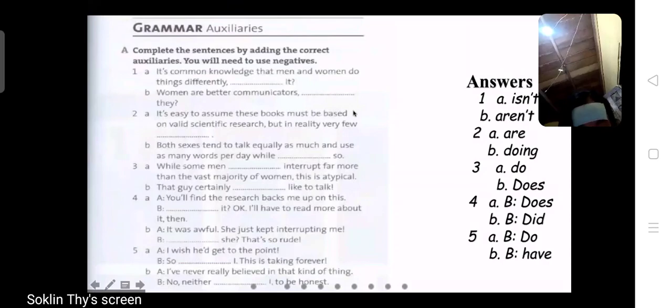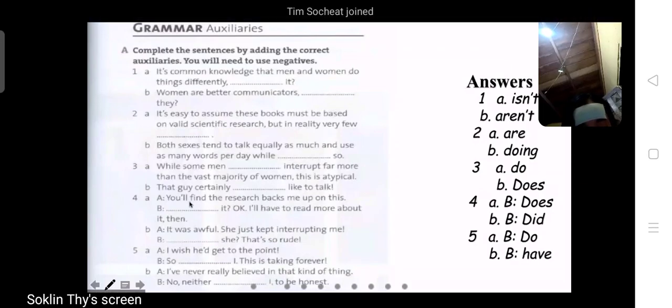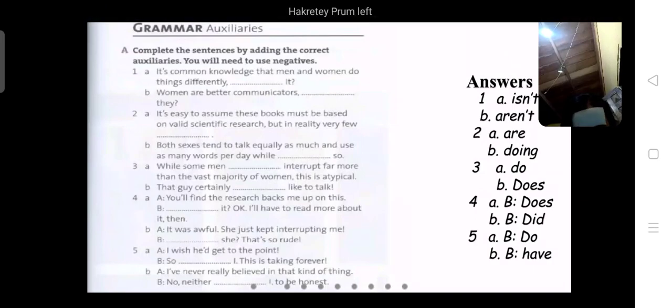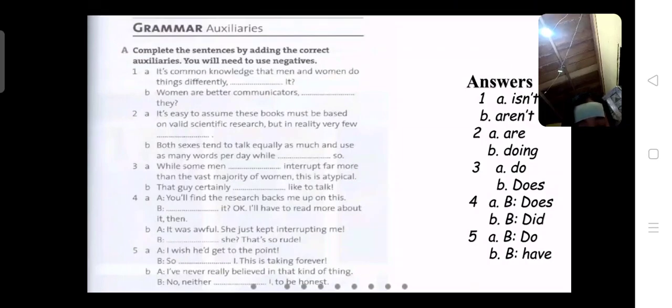Number 4. A: You will find the research backs me up on this. B: Does it? Okay, I will have to read more about it then. For the next B. A: It was awful. She just kept interrupting me. B: Did she? That's so rude. Number 5 and the last. A: I wish he would get to the point. B: So do I. He's talking forever.